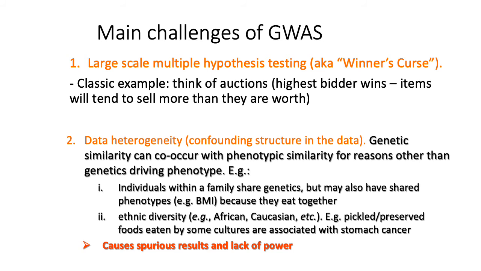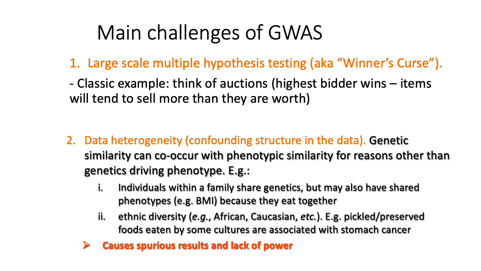So people within the same family tend to share genetics, but they also tend to have certain shared phenotypes like BMI, because, for example, people living together in the same nuclear family might tend to eat together a lot, because the parents, for example, cook or buy food for the kids. Then you can have groups of individuals who share similar genetics. They also share similar phenotypes because everyone's eating the same thing, and so maybe they have similar BMIs.